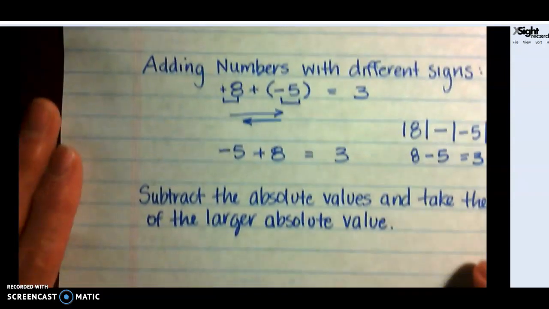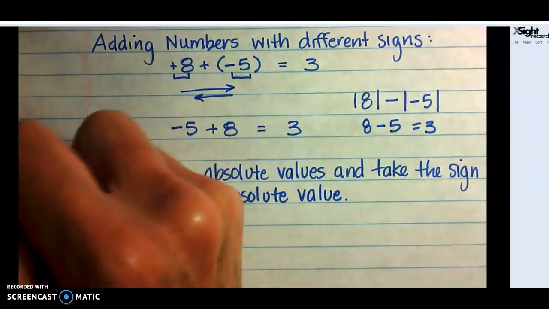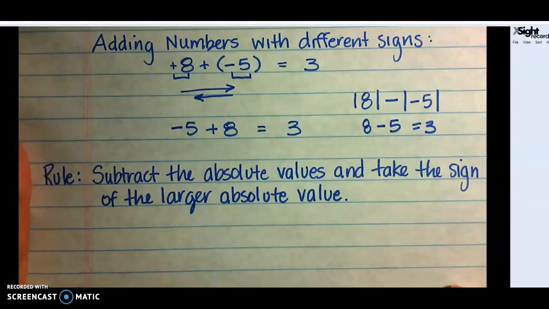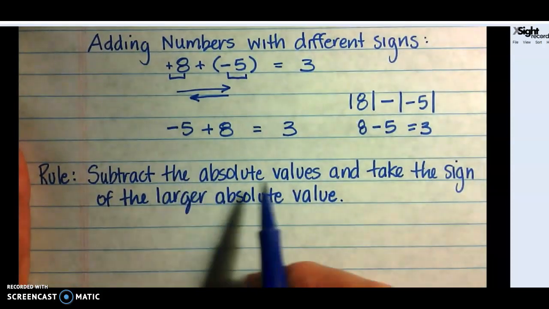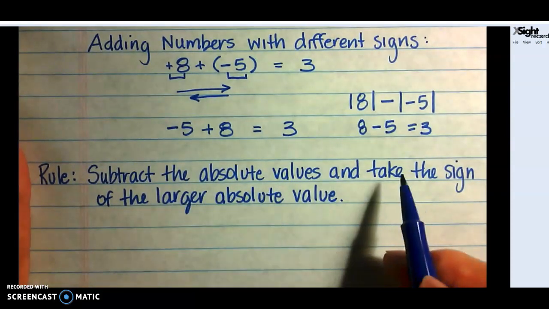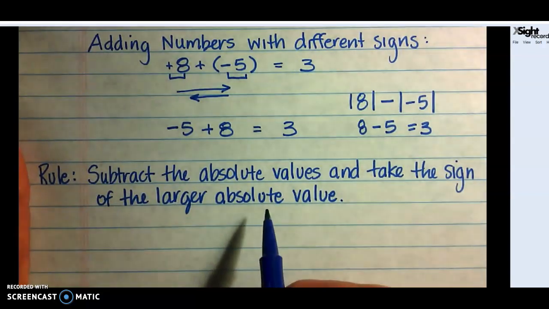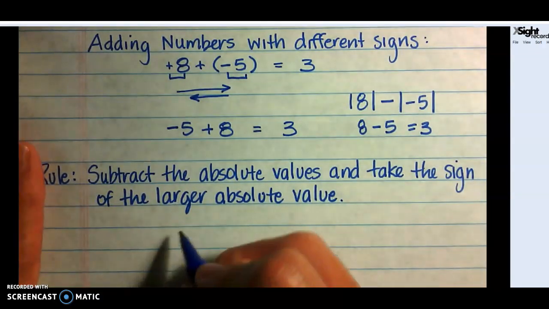So this is the rule for when we have numbers with different signs. We subtract the absolute values and take the sign of the larger absolute value. Let's look at another example.